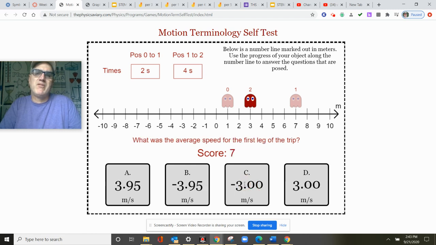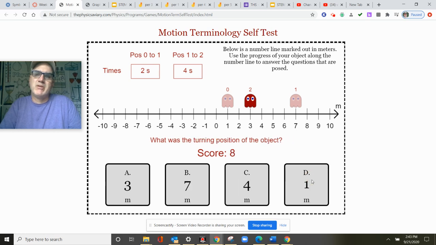The average speed for the first leg is its distance from 1 to 2. 1, 2, 3, 4. And that took 2 seconds. So it went 4 units in 2 seconds. 4 divided by 2 is 2. If I get it wrong, the first leg is from 0 to 1. Good thing it didn't give me a red herring. 1, 2, 3, 4, 5, 6. It traveled 6 in 2 seconds, which is 3. And its speed, so there's no negative.